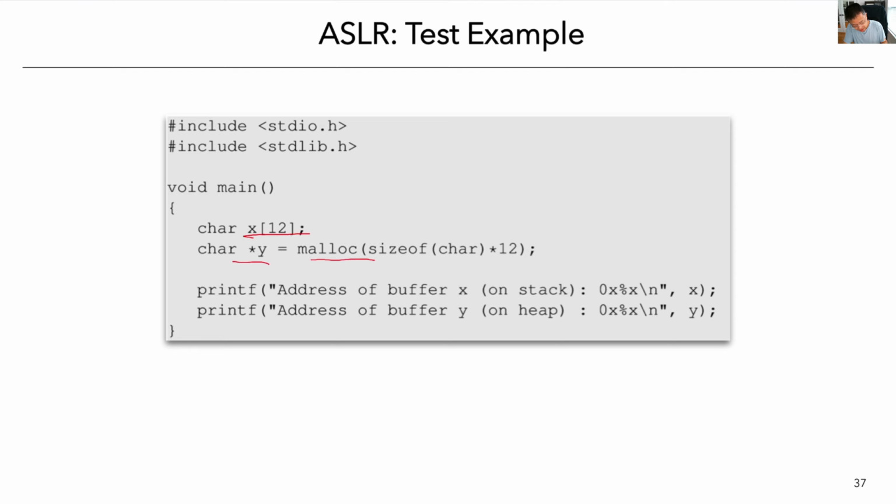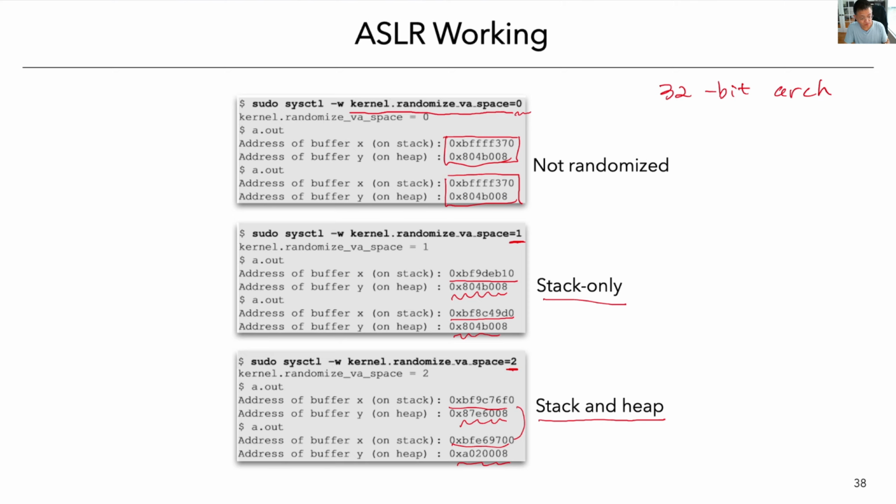Okay, so if the variable is set to 2, it means randomize both the stack and the heap. So we get a different address for the stack and also a different address for the heap. If you look at those numbers, because this is on a 32-bit architecture, the difference between these randomized numbers is actually not huge, right?